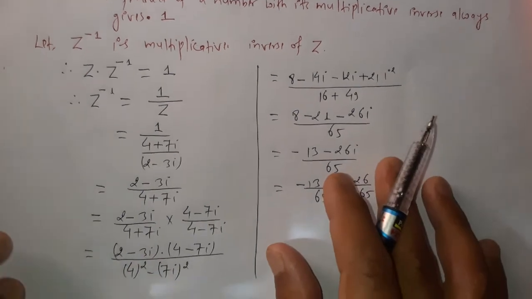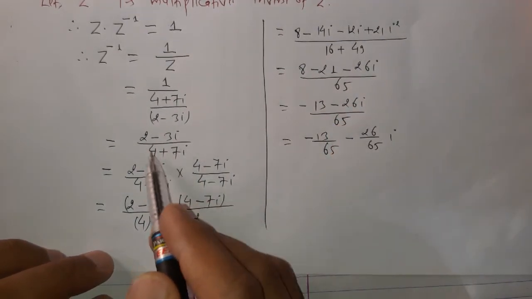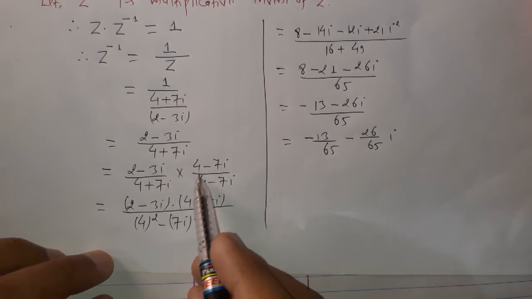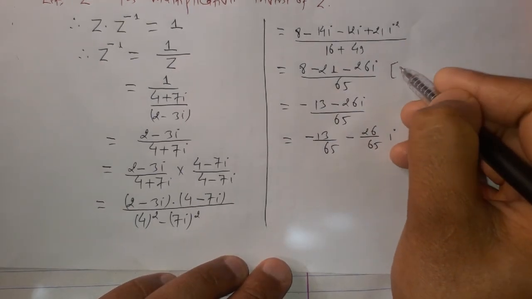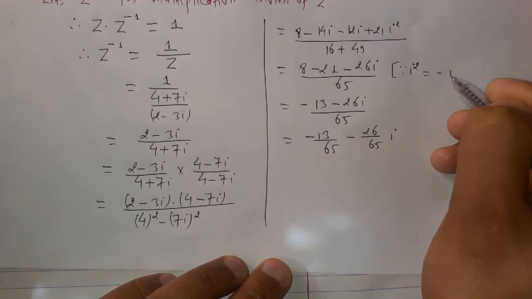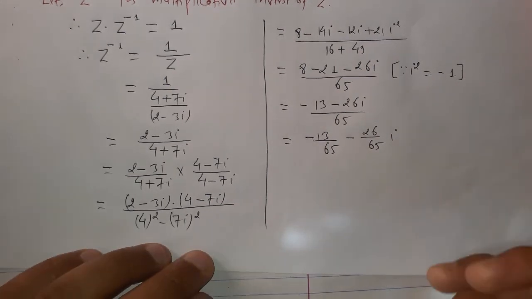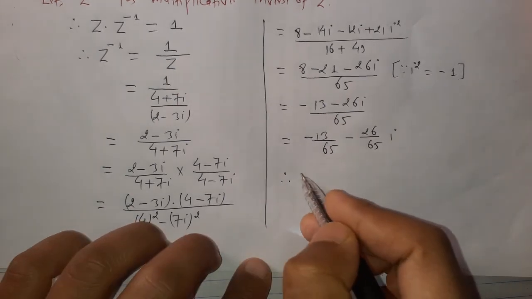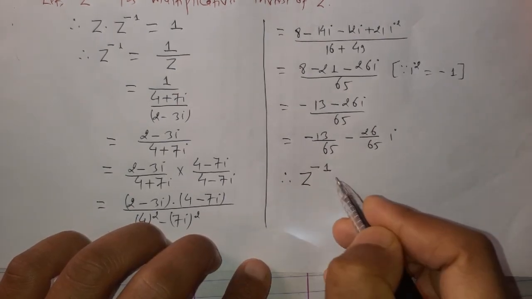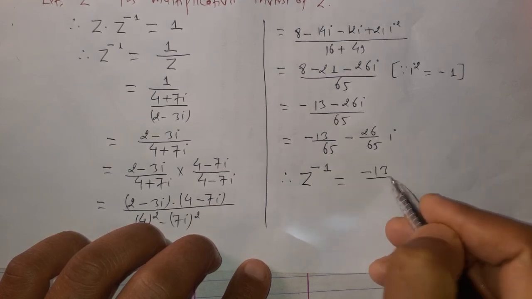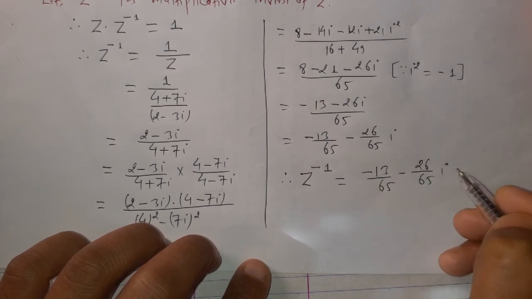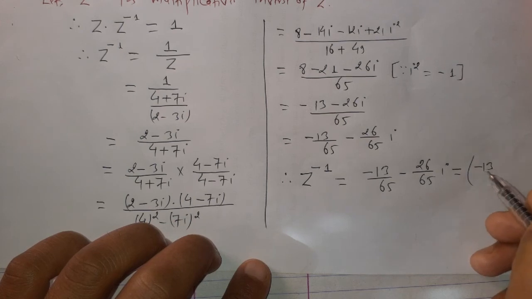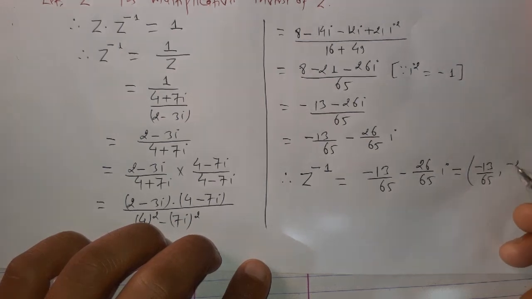Here we do the division of complex numbers using the concept of conjugates, which is very short. In this system the value of i squared is taken as negative 1. Therefore the value of z raised to the power negative 1 is negative 13 over 65 minus 26 over 65 i, which can be written in ordered pair format as (negative 13 over 65, negative 26 over 65).